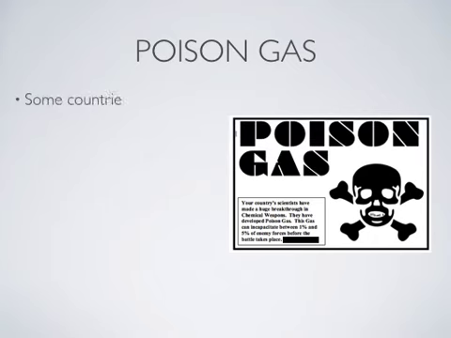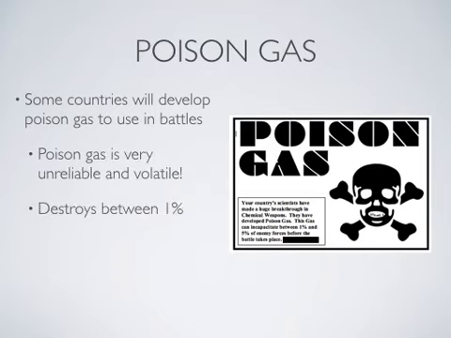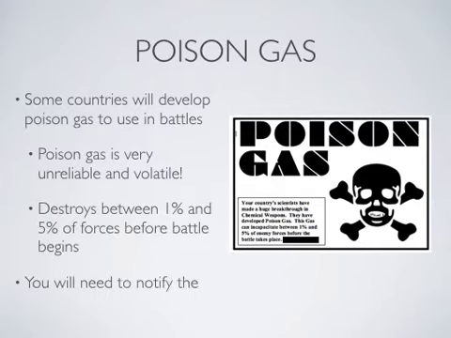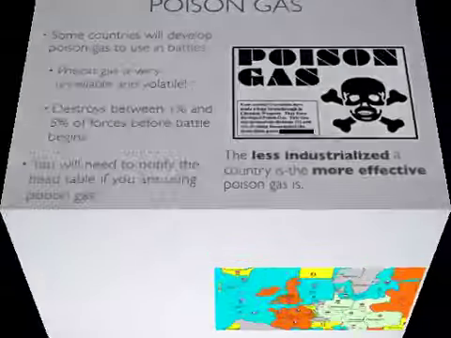The use of poison gas. Some countries will develop poison gas to use in battles at certain points in the game, certain years. Poison gas is very unreliable and volatile. Poison gas can destroy between 1% and 5% of forces before the battle even begins. You will need to notify the head table if you are using poison gas. The less industrialized a country is, the more effective poison gas will be.